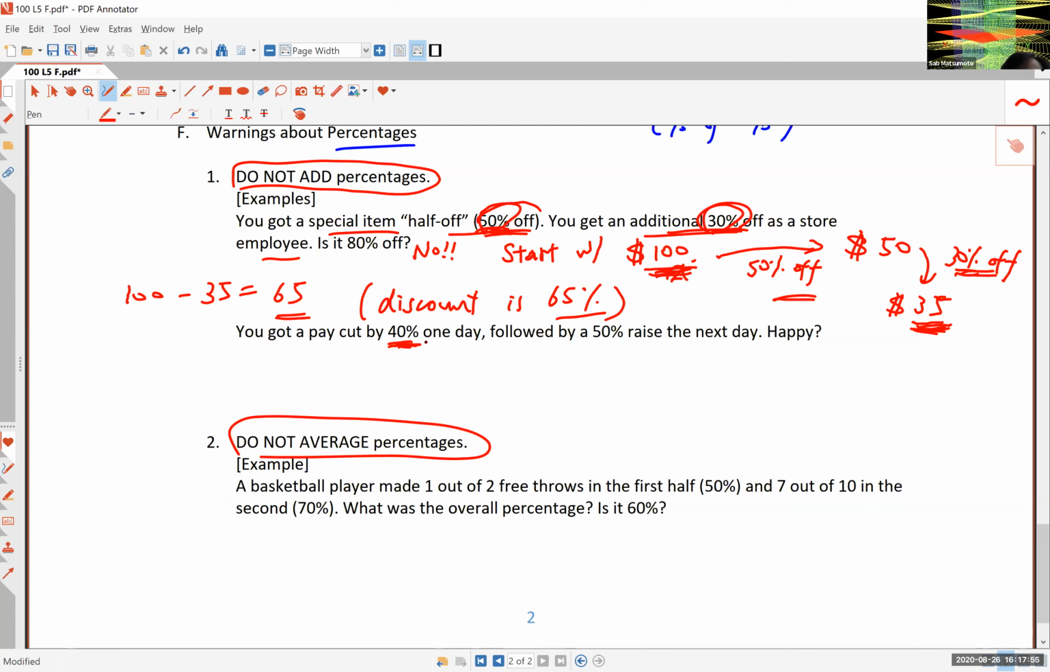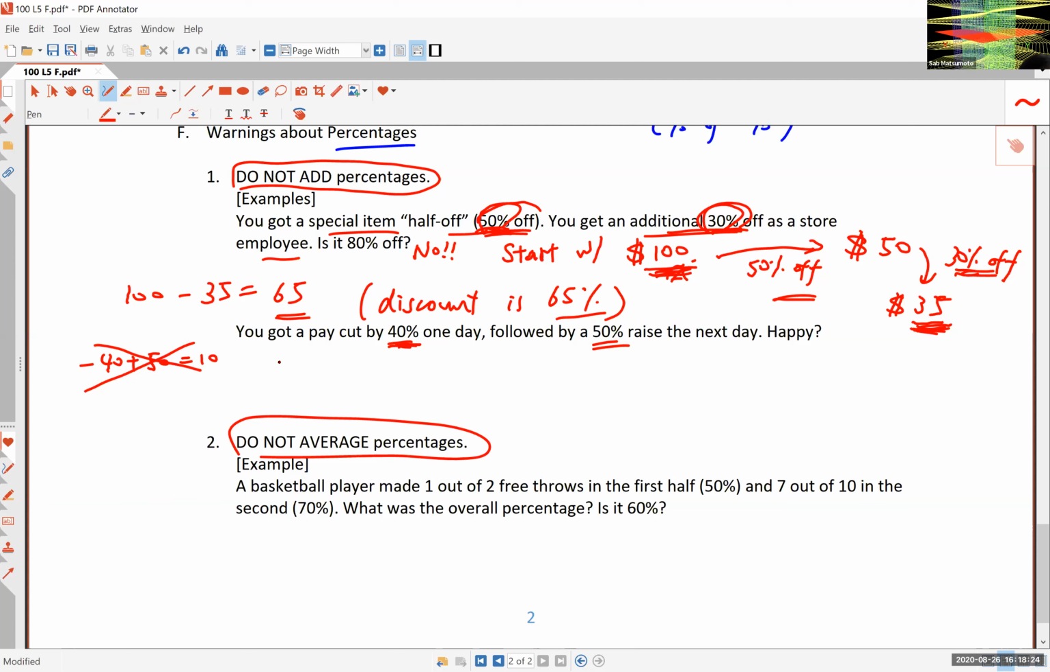And then the next day, something happened and your boss says, look, I have great news. I'll give you a 50% raise. So are you going to be happy? You're going to be better off than 2 days ago? Well, what? You can't just do minus 40 plus 50, and that's positive 10. Remember what I said? Don't add percentages. Okay, so you can't do it that way.